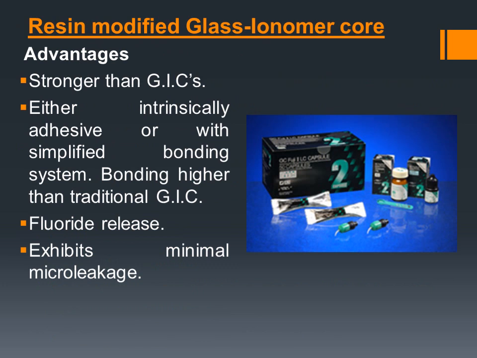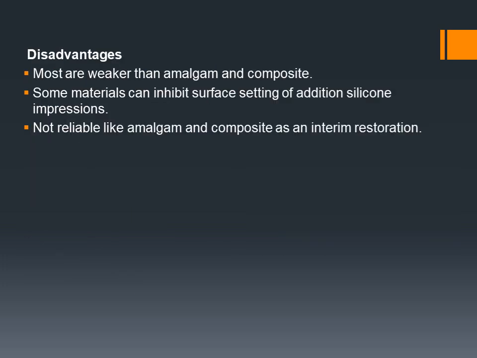Coming to self-threading parallel threaded posts, for example the Radix anchor system, they have low frequency sharp threads and they are vented to reduce the hydraulic cementation pressure and stresses. They act by self-cutting counter threads in the dentin, and it's designed to be snugly fitted from a cast core. Coming to amalgam core, it has been used as a build-up material with well-recognized strengths and limitations.